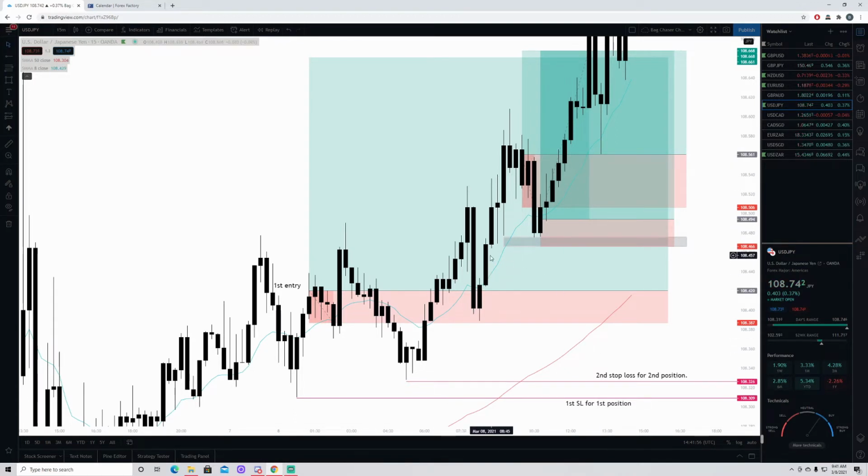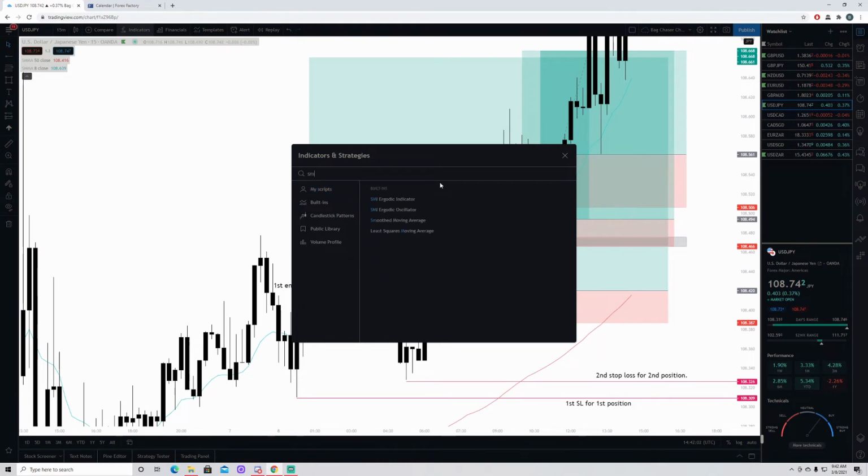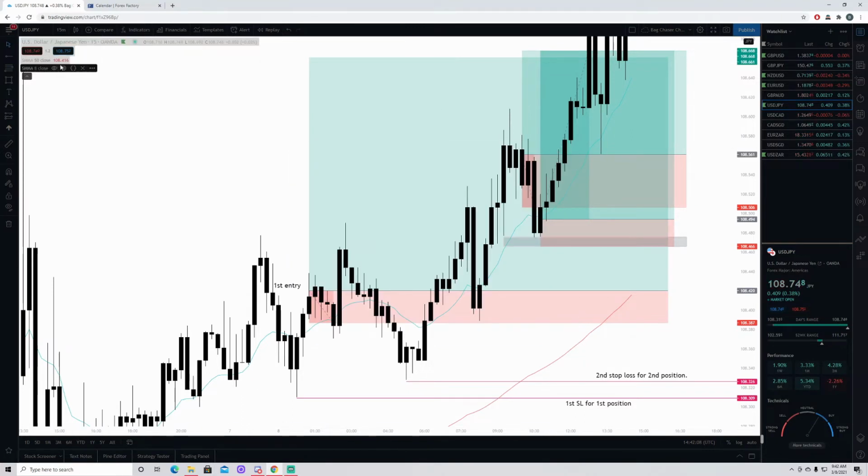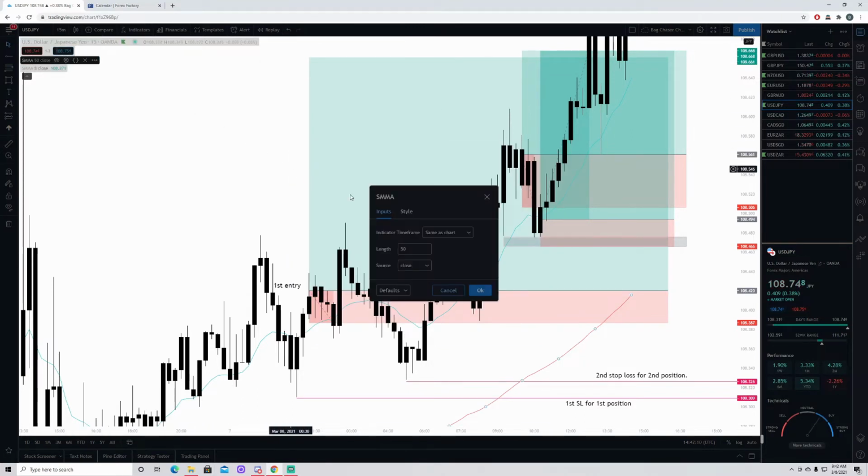So once it sweeps, it's just showing you there's momentum to the upside. And if you want to set these up, you go to indicators, SMA, smooth moving average, and you want to click it twice. You want to come over here and go to settings, and you want to make the red one 50, same as chart, close.